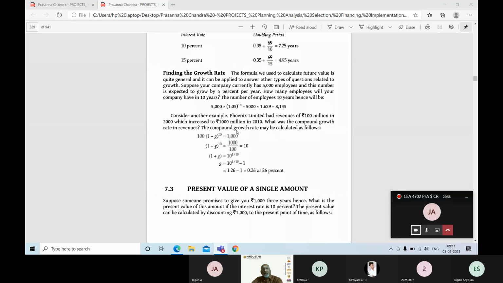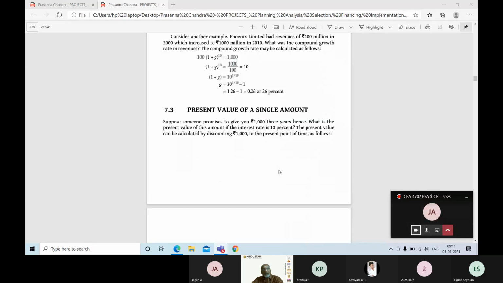Phoenix Limited's revenue was 100 million in 2000, which increased to 1000 million in 2010. What was the compound growth rate of revenue? So you have to equate it. Using 1000 and 100 into (1 plus g) to the power 10, you then have to calculate the g value. From the reverse side, it is 1.26 minus 1, so 0.26, which is equal to 26%. Like that you have to calculate it.